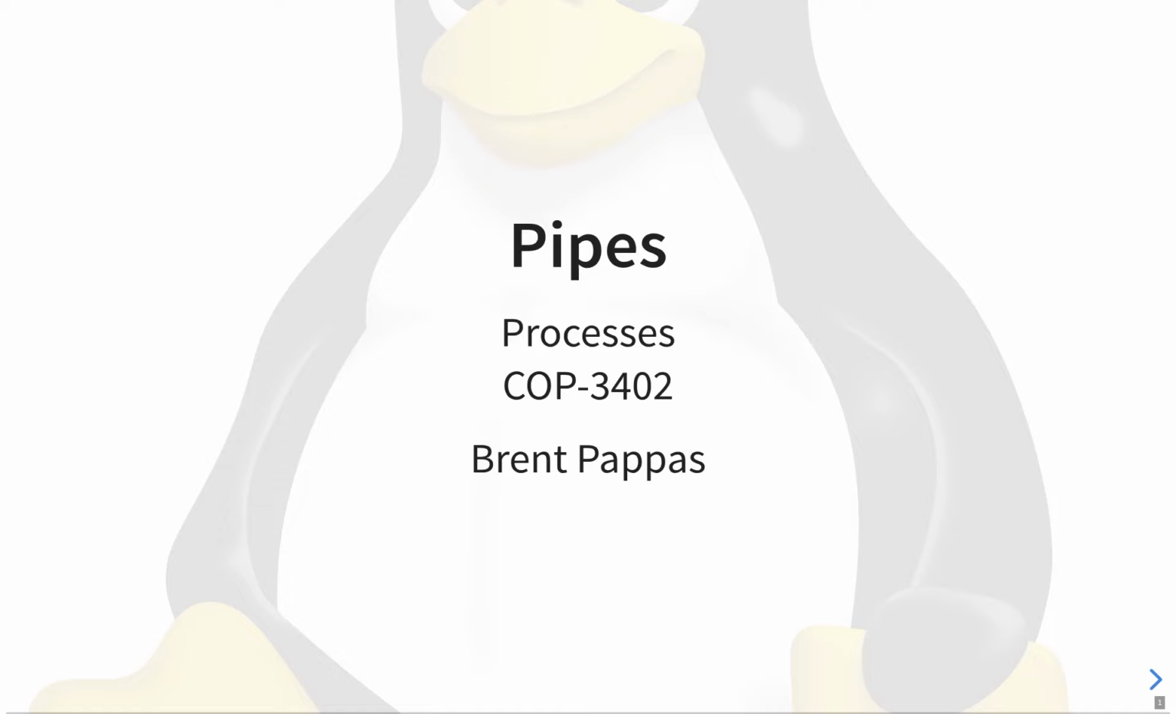Hello everyone, welcome back to another lecture of COP-3402. Today we're going to be talking about how we can use pipes in our C programs to enable inter-process communication.